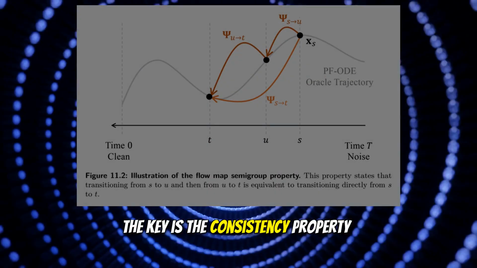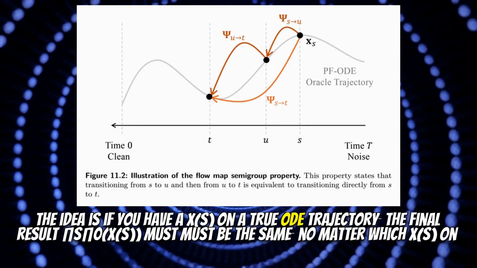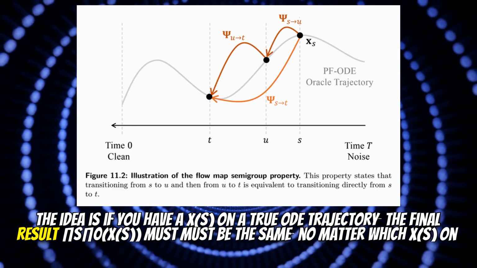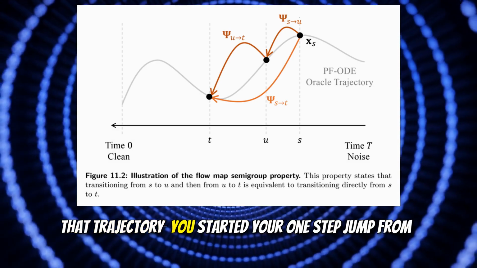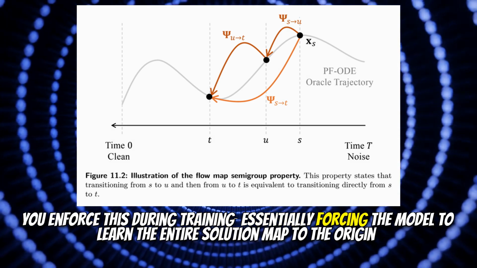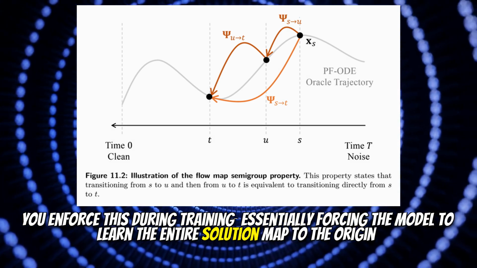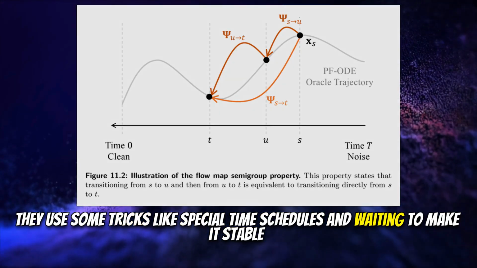The key is the consistency property. The idea is if you have a point x_t on a true ODE trajectory, the final result, x_0, must be the same, no matter which point on that trajectory you started your one-step jump from. You enforce this during training, essentially forcing the model to learn the entire solution map to the origin. They use some tricks like special time schedules and weighting to make it stable.